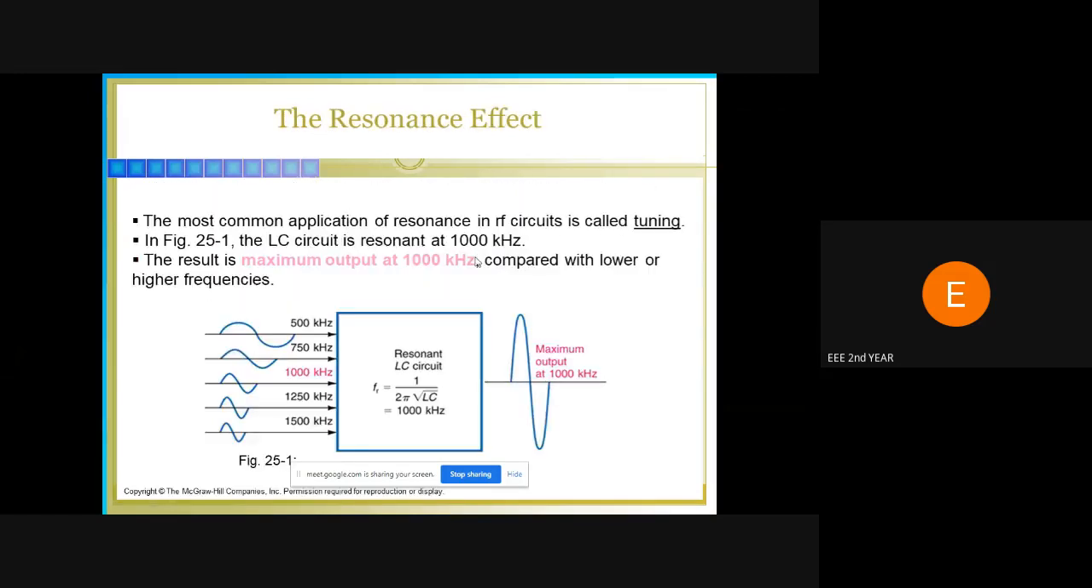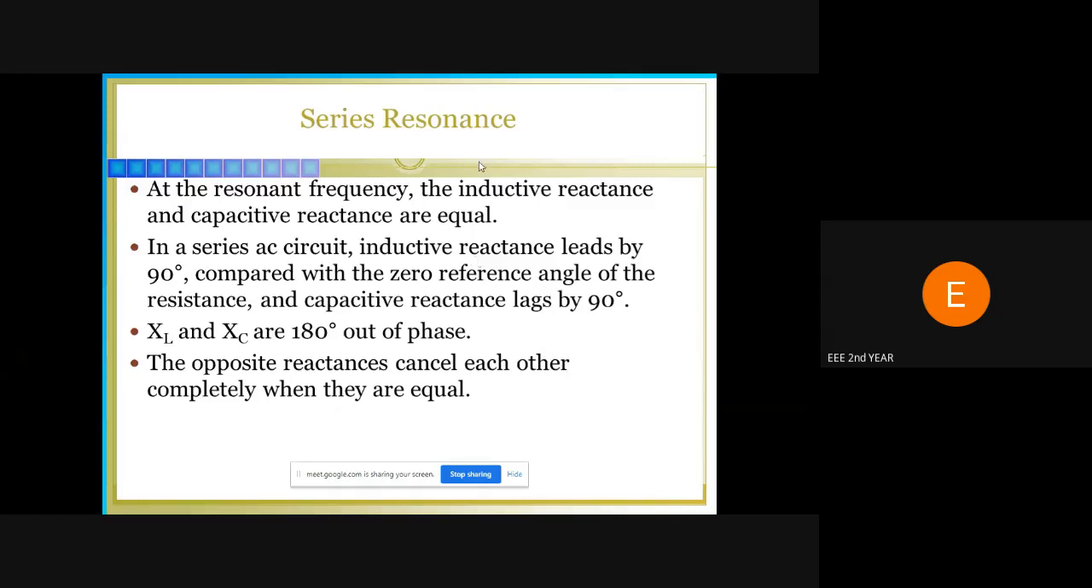Based on this, resonance will occur in circuits. If resonance occurs in a series circuit, it is called series resonance, and if it occurs in a parallel circuit, it is called parallel resonance. Commonly resonance occurs in RLC circuits. First, we discuss series resonance. In series resonance, at the resonant frequency the inductive reactance and the capacitive reactance are equal. Both will be equal; then only does the resonant frequency occur.